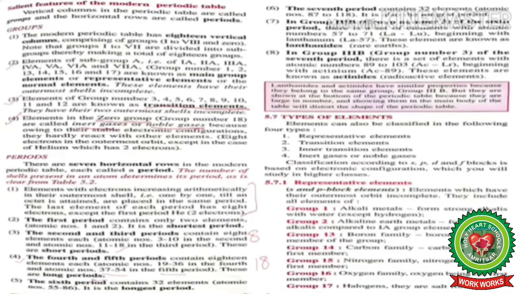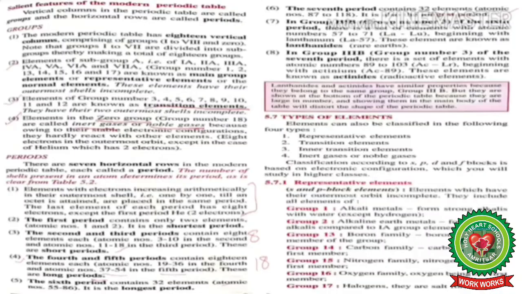These are long periods. The sixth period contains 32 elements, atomic numbers 55 to 86. It is the longest period. The seventh period contains 32 elements, atomic numbers 87 to 118. It is also the longest period.